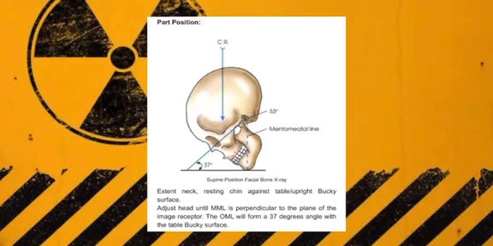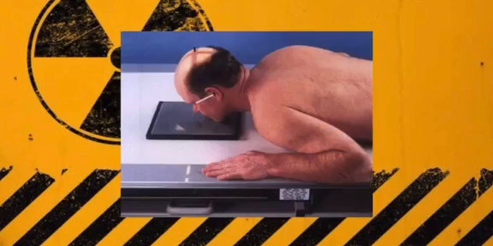So, this will be the position, the part position. Extend neck, resting chin against table, upright Bucky surface. Adjust the head until MML is perpendicular to the plane of the image receptor. The OML will form a 37-degree angle with the table or Bucky surface. So, just like this.